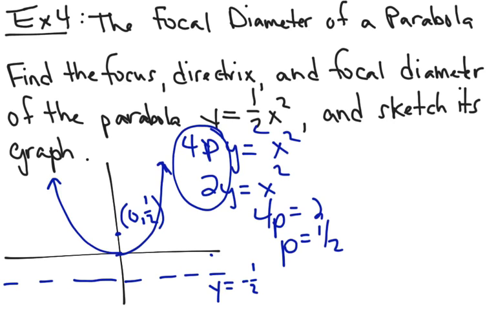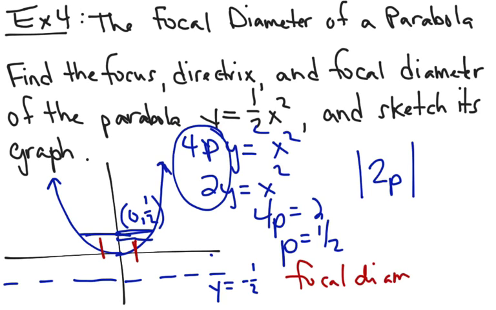Now the next question is, what is the focal diameter? That means, what is this length here? Well, half of that length is the absolute value of 2p. Well, 2 times 1/2 is 1, and the absolute value of 1 is 1. So the latus rectum over here must be 1, which means that this is 1, which means that the focal diameter must be 2.